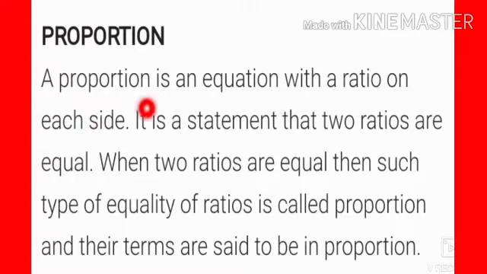Proportion. A proportion is an equation with the ratio on each side. It is a statement that two ratios are equal. When two ratios are equal, then such type of equality of ratios is called proportion, and their terms are said to be in proportion.